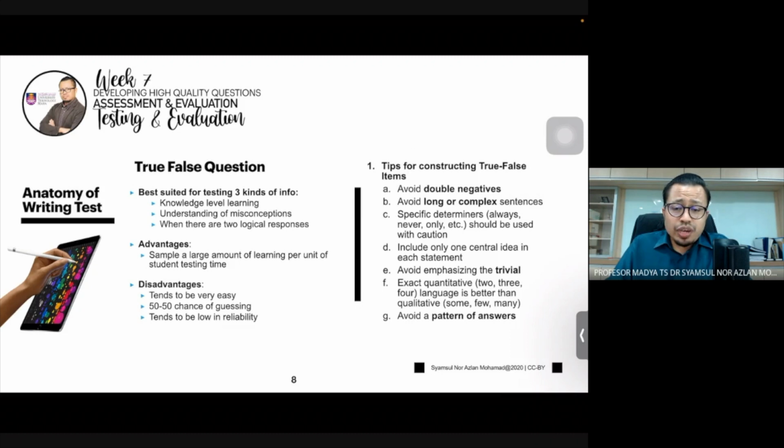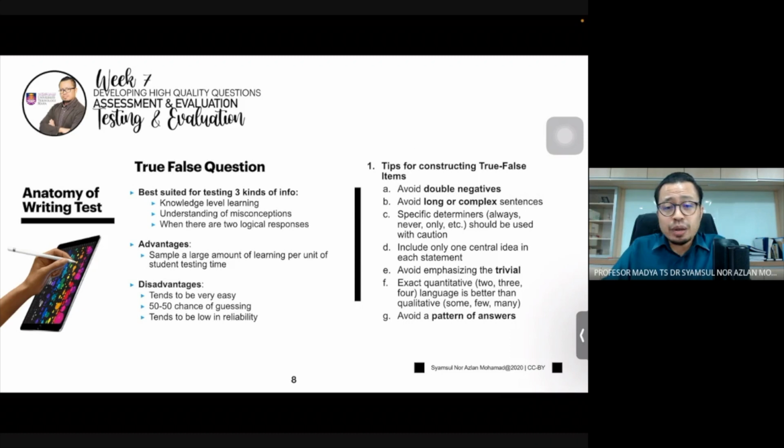Somehow, we have to admit that there are some disadvantages when we use true and false questions. I believe you may have had that kind of experience: they tend to be very easy, no doubt, there is a 50-50 chance of guessing, and from a statistical perspective they tend to have low reliability. So that is the reason we need to be very aware when we choose the writing test.